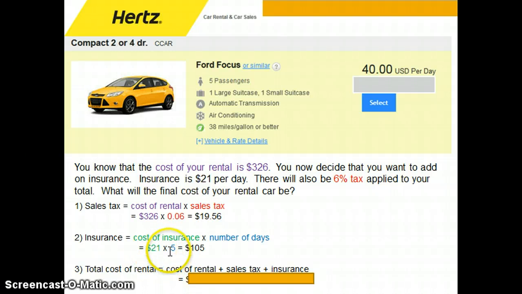So $21 times 5 days would give you $105. I have another problem for you guys to practice, so don't worry about the fact that we had a little mistake there. And then your total cost of the rental is the original cost of the rental, $326, plus your sales tax, plus your insurance. Okay, so $326, that was given to you in the problem, plus $19.56, that's the sales tax that you found, plus $105, that was the insurance that you found. Add that all up, and the total cost of your car is $450.56.